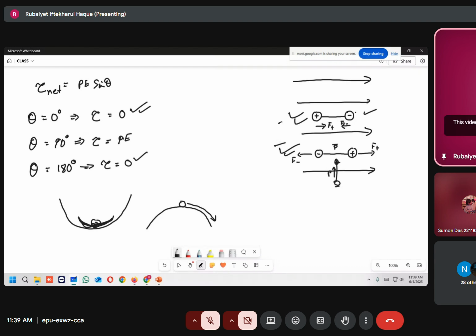Both are in equilibrium, but one is a stable equilibrium. So even if you apply an external force and try to rotate it, it will come back to the original state. So this is a stable equilibrium. But for this one, with a little perturbation, with a little vibration, it will just flip and take the shape of this one, and will never come back to the original state. So this is the unstable equilibrium.